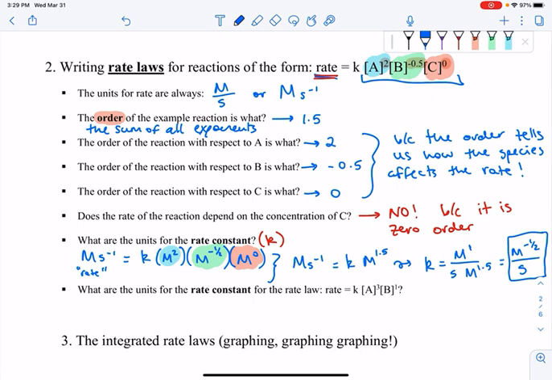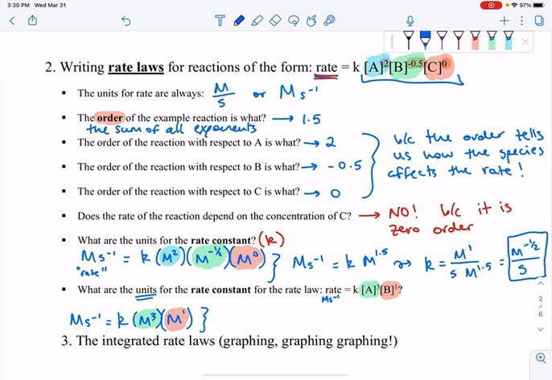So let's do another example. What are the units for the rate constant for the rate law given here? So again, rate is always molar per second. So you start with molar per second equals, we don't know what the units are for k yet. We're trying to figure out what those units are. Then we have molar cubed, which corresponds to A cubed, and we're multiplying that by molar to the 1st power, which corresponds to the molarity of B raised to the 1st power.